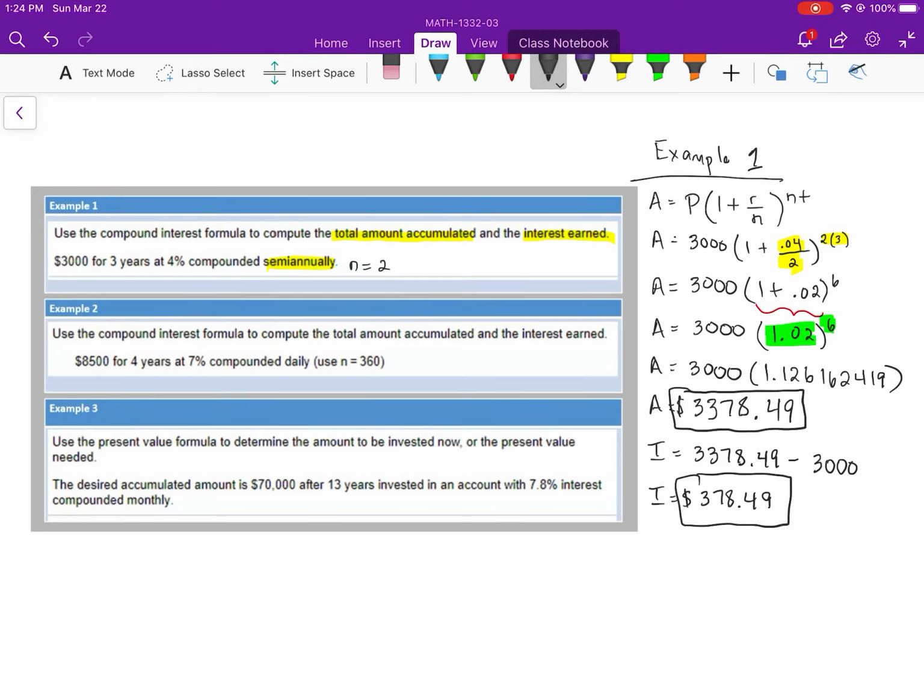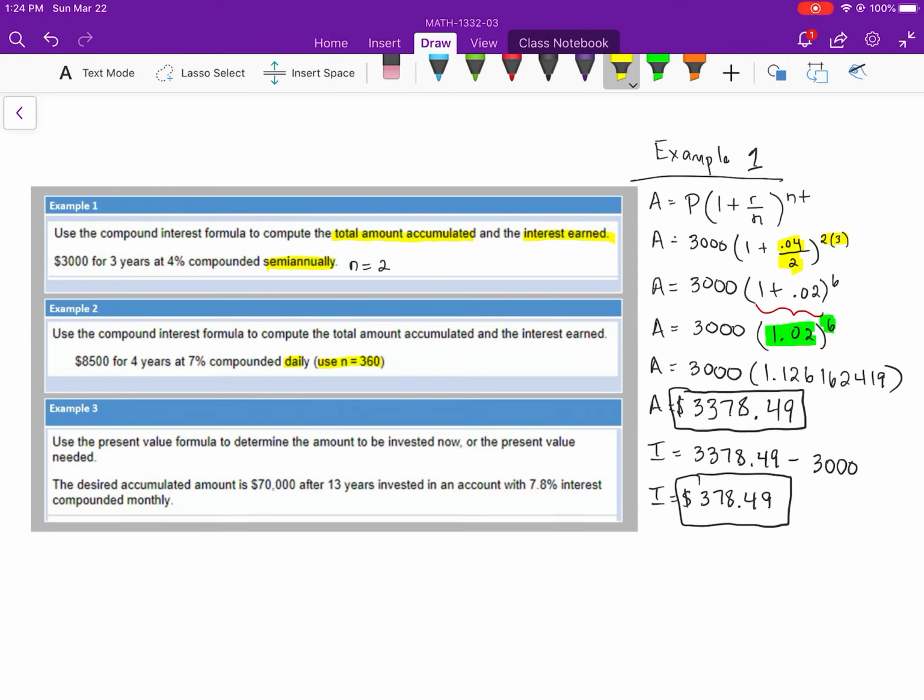So example number 2. We're using the compound interest formula to compute the total amount accumulated and the interest earned. Okay, so basically the same as example number 1. We have a little bit different wording here. Okay, so notice it's compounded daily this time. All right, and so when it's compounded daily, it's telling us to use 360 for n, which is kind of nice because if we hadn't seen n equals 360, then we might be tempted to use n equals 365, which is the number of days in a year.